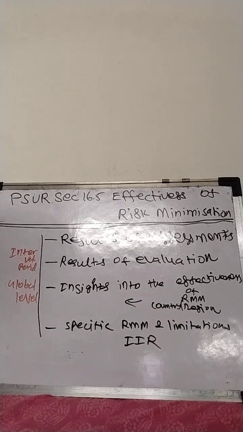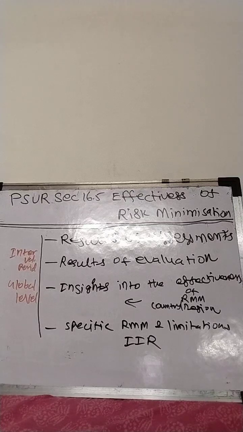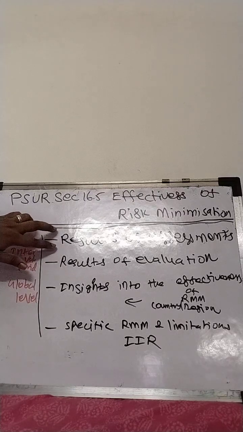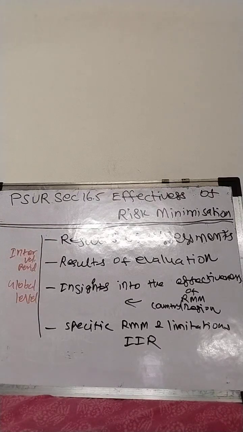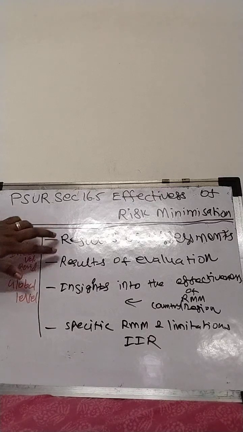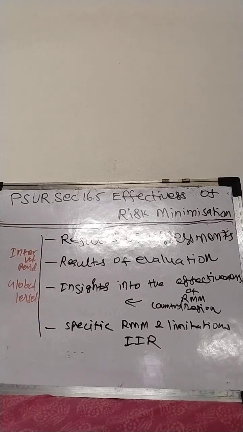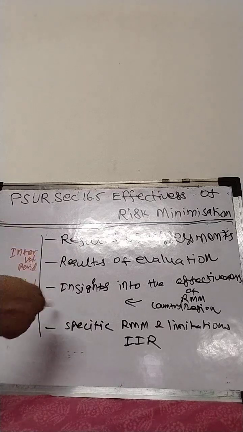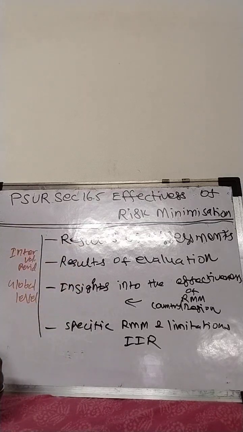And exactly when you are writing this particular section, the section should contain results of assessment. So how well the risk minimization measures worked in that period, if the results are available, you can provide the results. And also if the evaluation is available, you can attach it, or you can write a summary of the evaluation. And particularly in this section, you are focusing on global aspects.